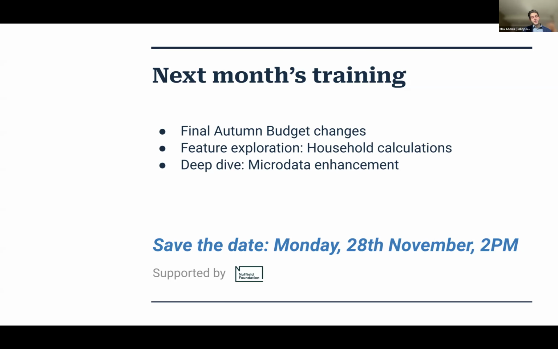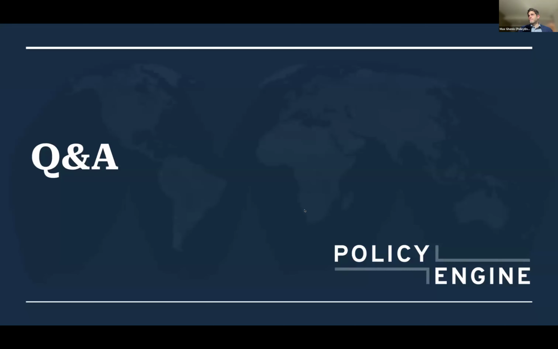And our deep dive topic for next month also will be the microdata enhancement. So we integrate data from the Family Resources Survey, Survey of Personal Incomes, Living Costs and Food Survey, and the Wealth and Assets Survey. All of those we bring together with machine learning, and we calibrate it to a very broad range of targets. So we'll go through how that works in practice and some performance measures as well. So please do save the date for next month. We're really excited to go through that with you all.